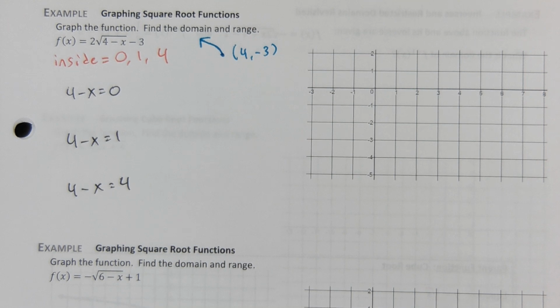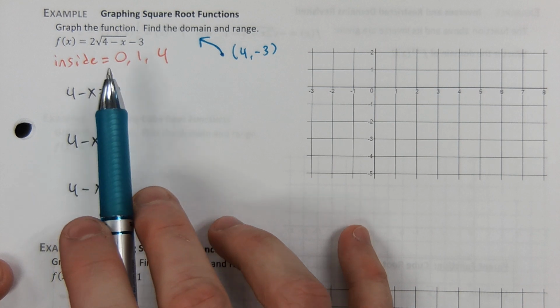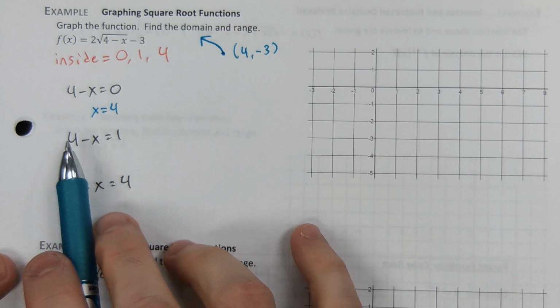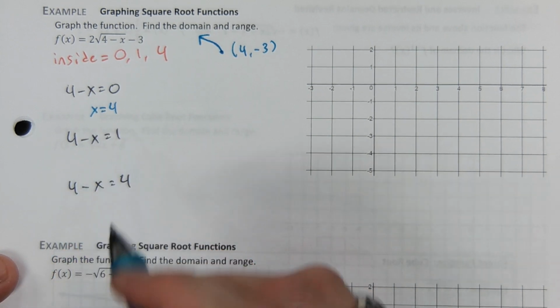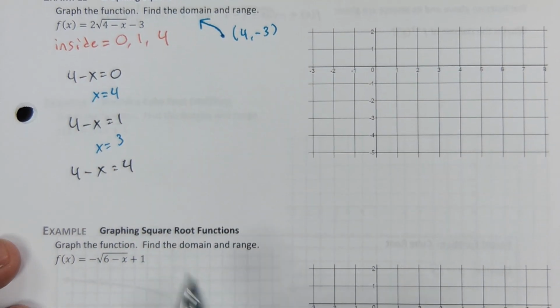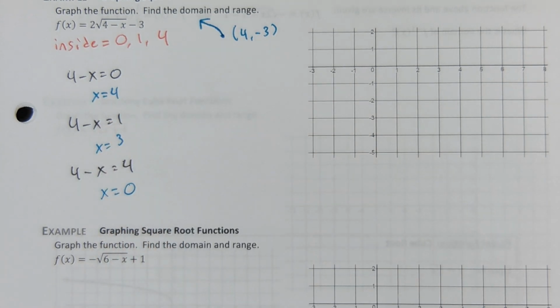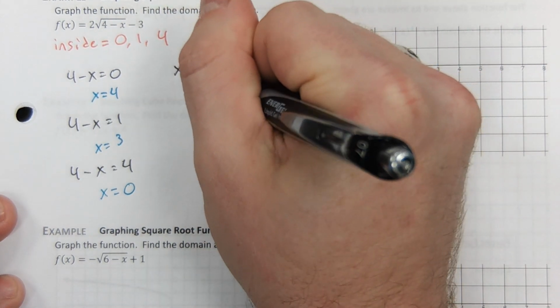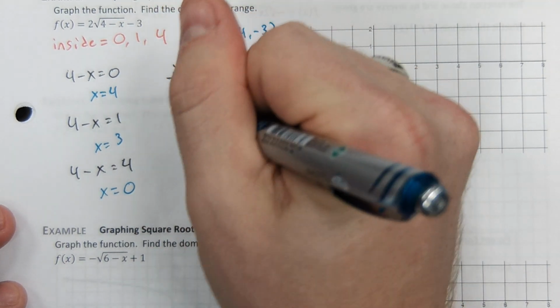Anyway, let us solve for these 3 things. 4 minus some number is 0. We already know that number is 4. See? 4 minus some number gives us 1. What would I have to take away from 4 to get 1? 3. And 4 minus something is 4. These are the 3 x values that we are going to concern ourselves with. We are going to build a t-chart. And we put these 3 x's on there. 4, 3, and 0.